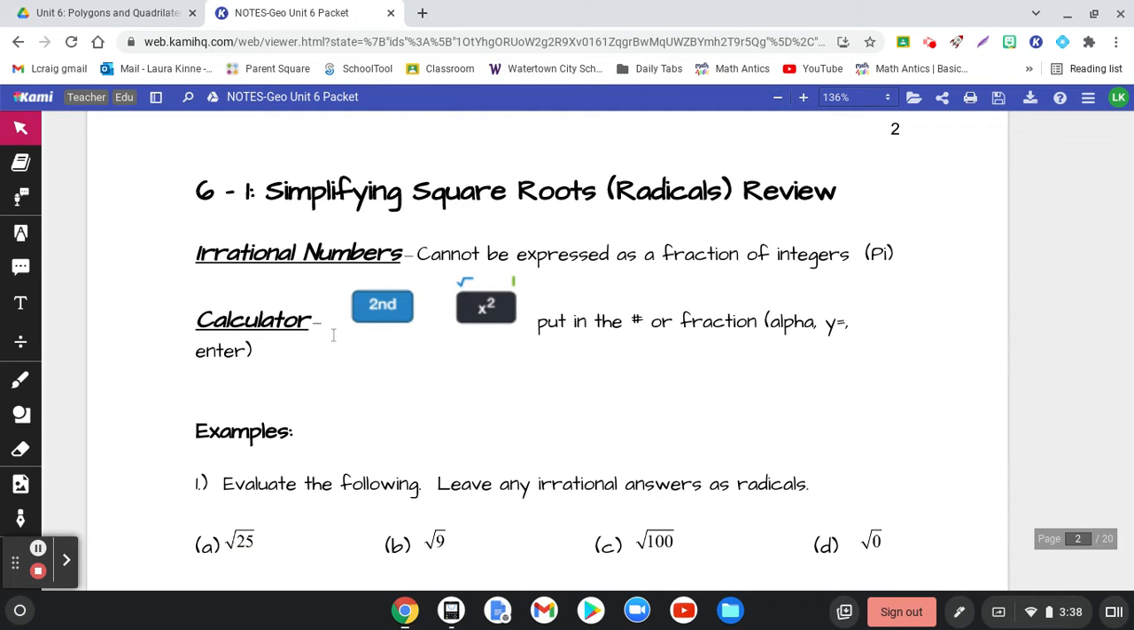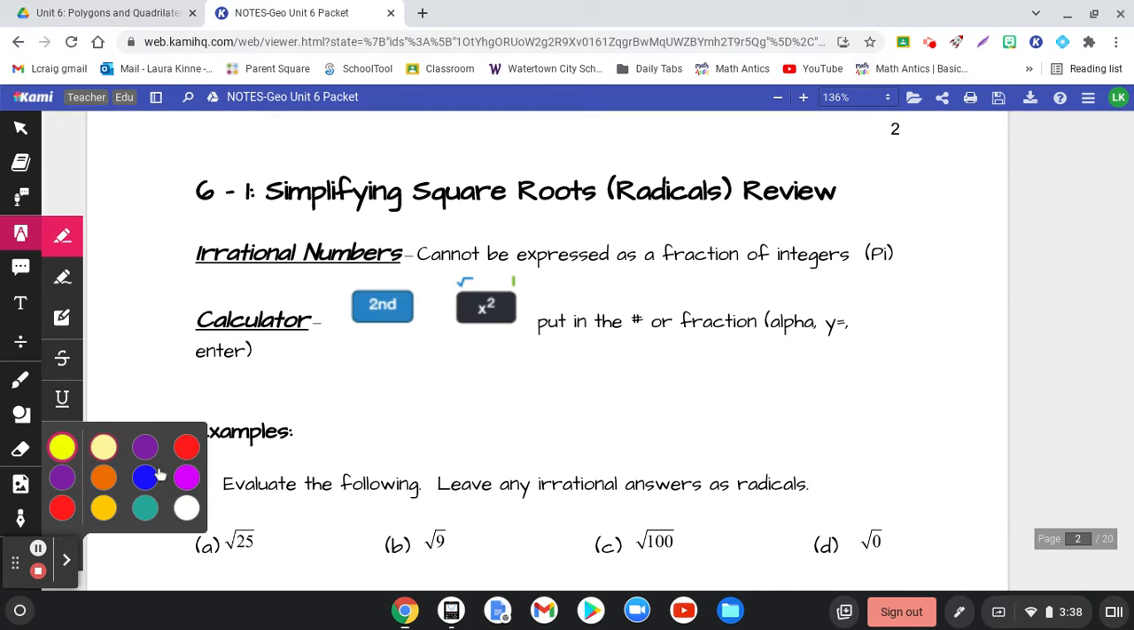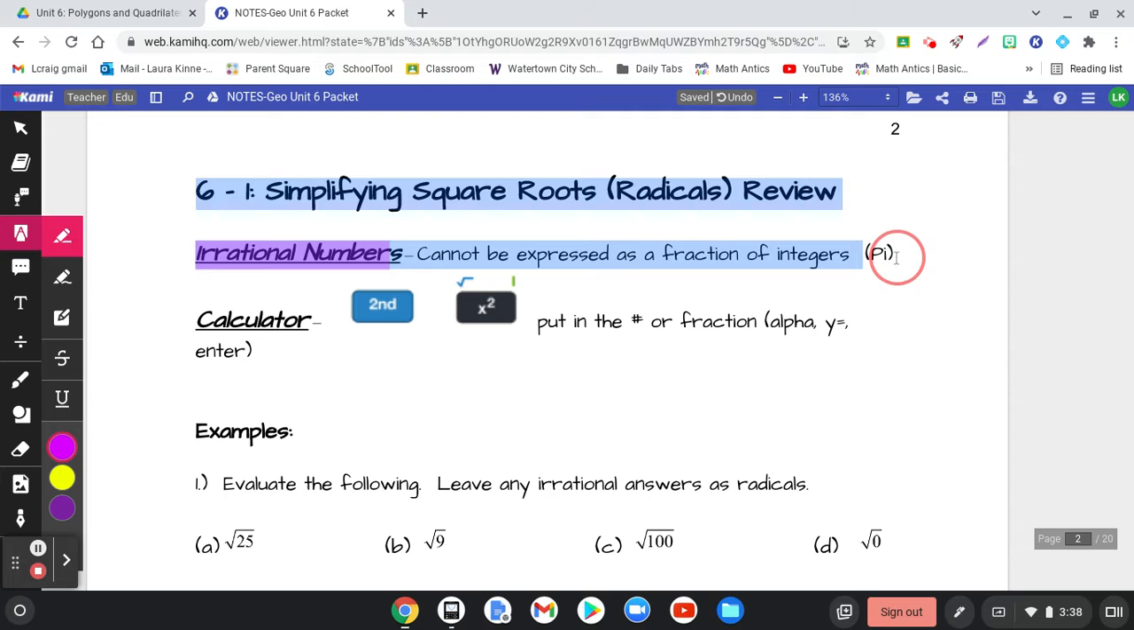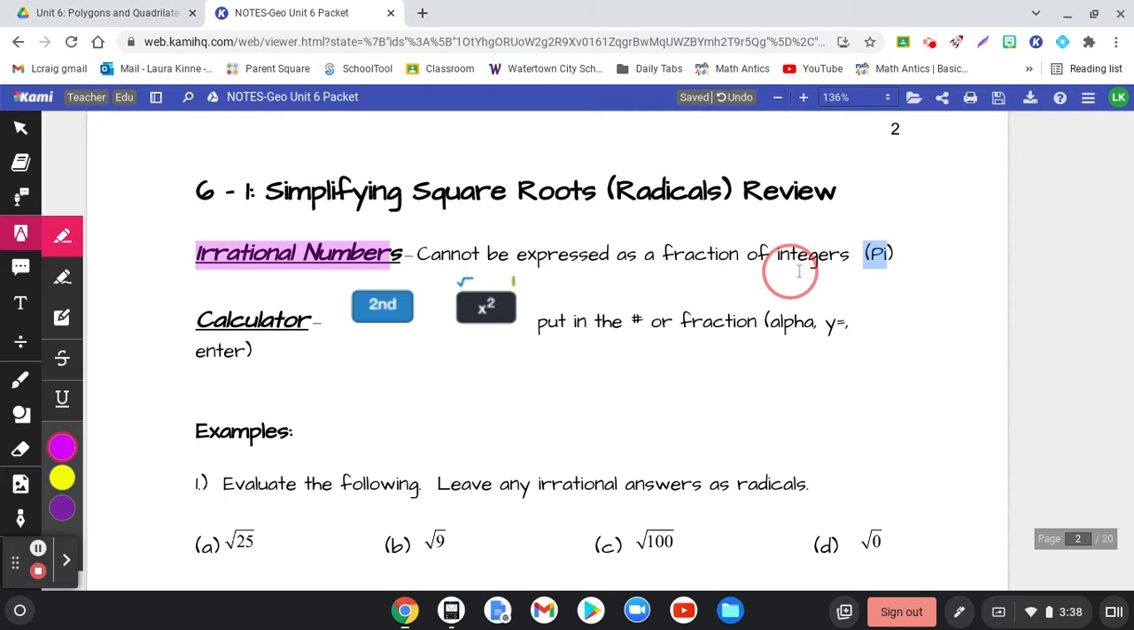So irrational numbers, and it might be helpful if you have a highlighter of some sort. Irrational numbers, think of pi. Those are numbers, nope, don't you dare highlight all of that. Those are numbers that cannot be expressed as a fraction. Numbers that go on forever, there's no pattern or anything like that.